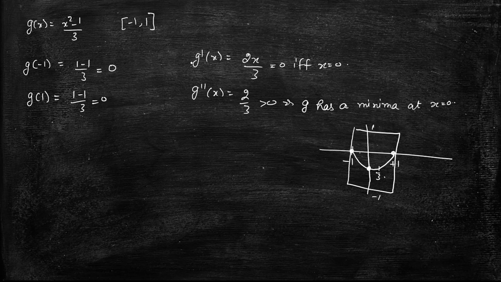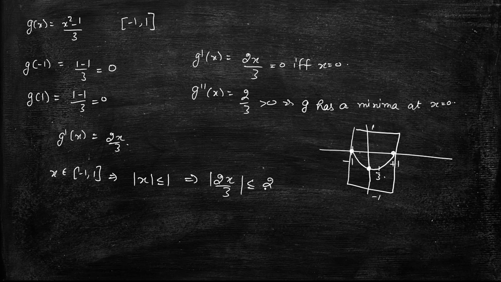And what about a unique fixed point? So we see that g prime x is equal to 2x upon 3. Now x belongs to [minus 1, 1]. This implies mod of x is less than or equal to 1. This implies mod of 2x upon 3 is less than or equal to 2 upon 3. If we take k equal to 2 upon 3, we can see that mod of g prime x is less than or equal to k, which is less than 1, for k equal to 2 upon 3. So all the conditions of the theorem are satisfied and we have a unique fixed point.